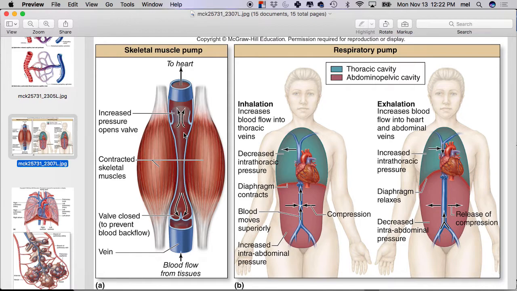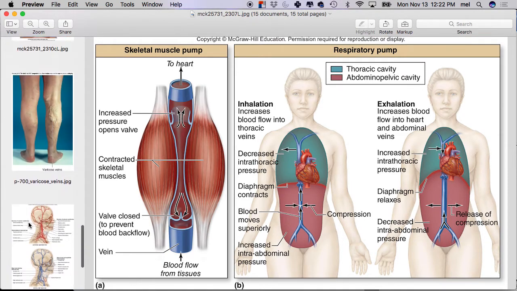So if the valves are weak, then as the blood tries to go backwards, it will pool on top of the valve. And as it pools on top of the valve, if you have weak connective tissue in the wall of your valve, then it can balloon out, right? And that is actually called a varicose vein. So let me show you what a varicose vein looks like and talk about how you get them.